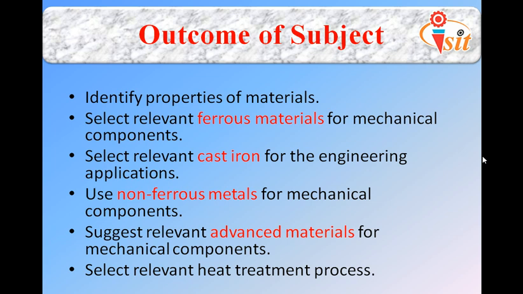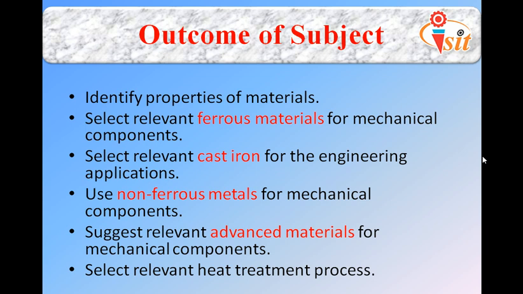So we also have 6 outcomes of our subject. First, identify the properties of materials. Second, select the relevant ferrous materials for mechanical components. Third, select relevant cast iron for engineering applications. Fourth, use non-ferrous metals for mechanical components. Fifth, suggest relevant advanced materials for mechanical components. And sixth, select relevant heat treatment processes.